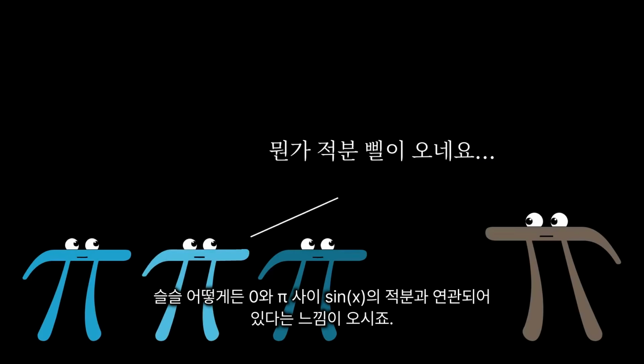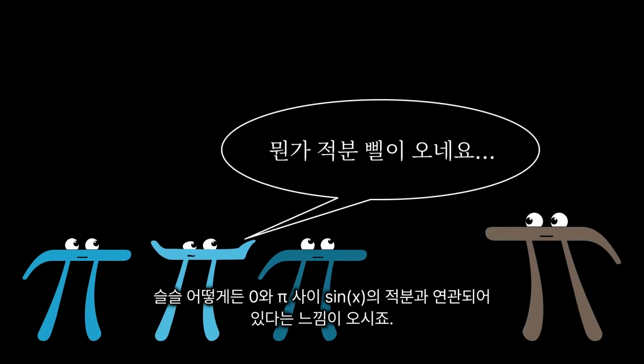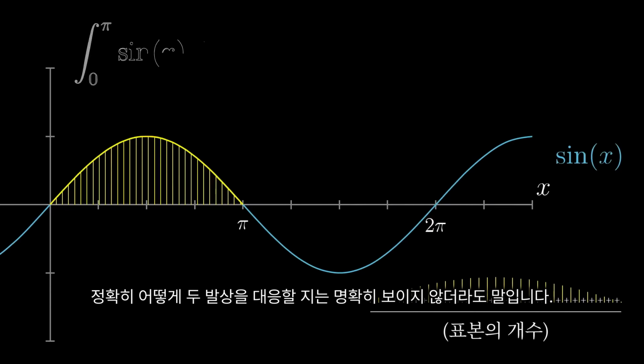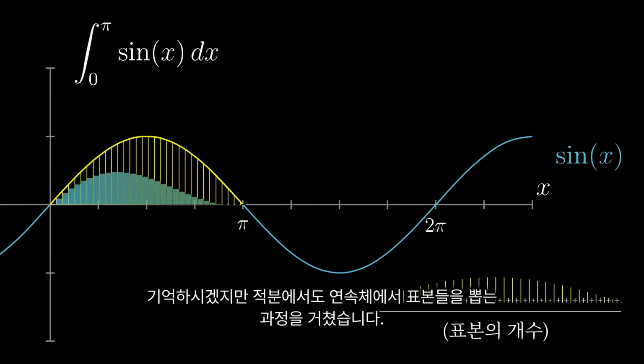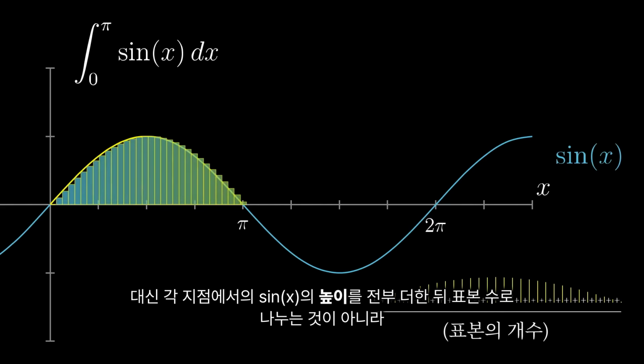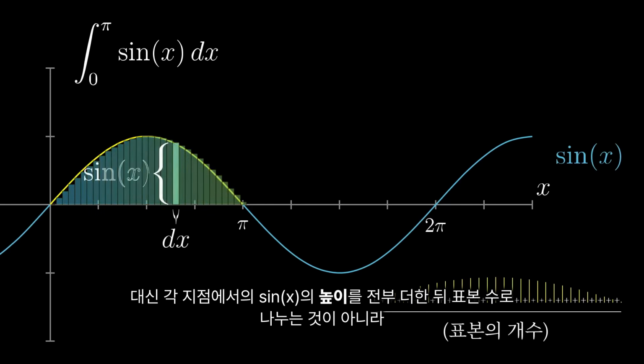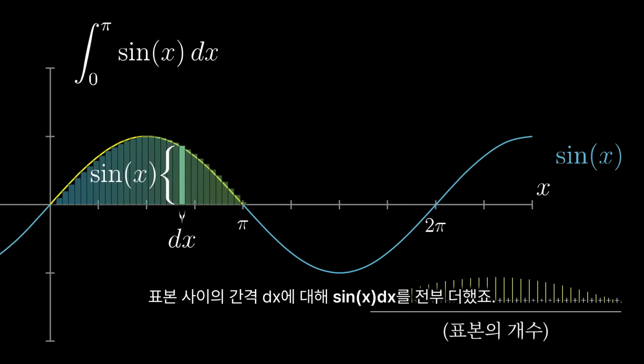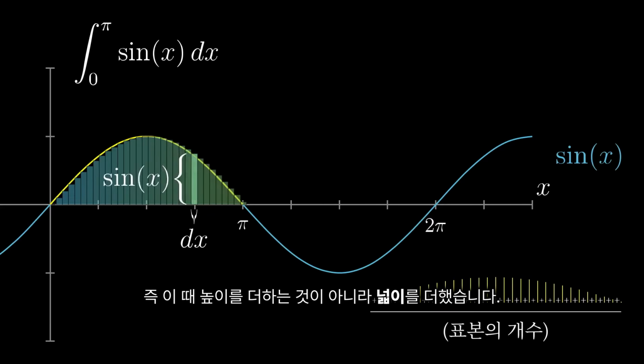And this should feel at least somewhat related to taking an integral of sine of x between 0 and pi, even if it might not be exactly clear how the two ideas match up. For that integral, remember, you also think of a sample of inputs on this continuum, but instead of adding the height, sine of x at each one, and dividing by how many there are, you add up sine of x times dx, where dx is the spacing between the samples. That is, you're adding up little areas, not heights.